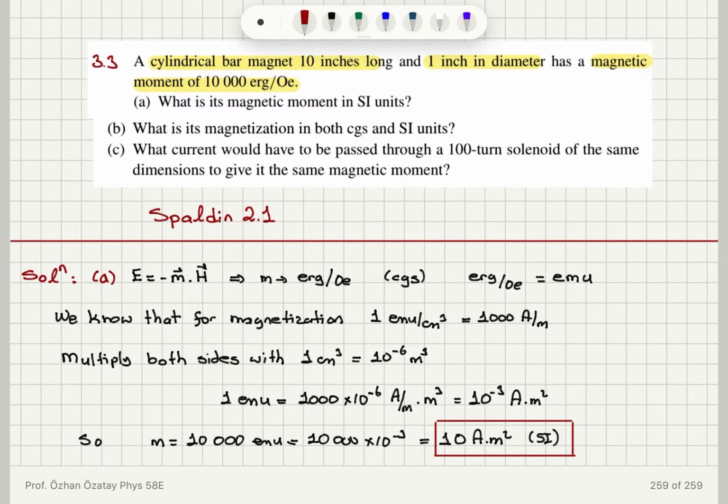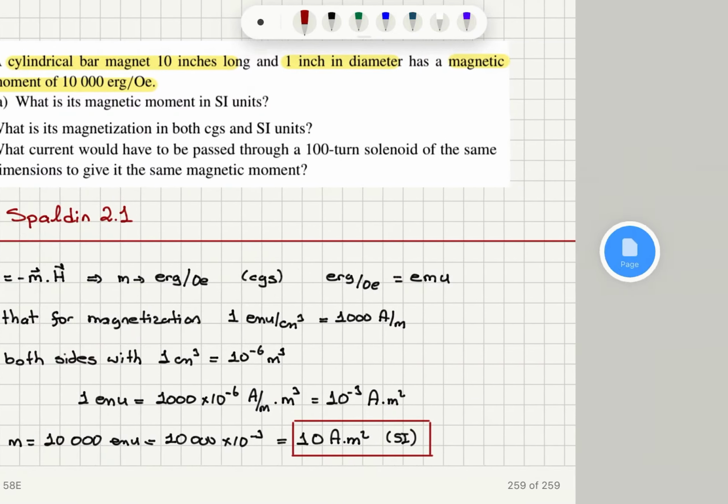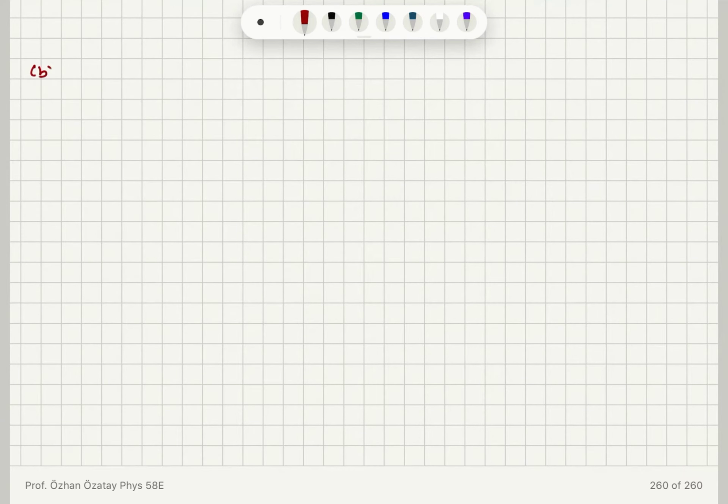What is the magnetization in both CGS and SI? So that's part B of the problem. So for magnetization, I need to know the volume of the cylindrical bar magnet. Now the length is 10 inches. So 10 inches is equivalent to 10 times 2.54, 25.4 centimeters, or 0.254 meters, because it's 10 to minus 2.